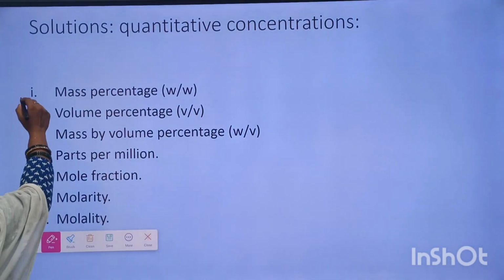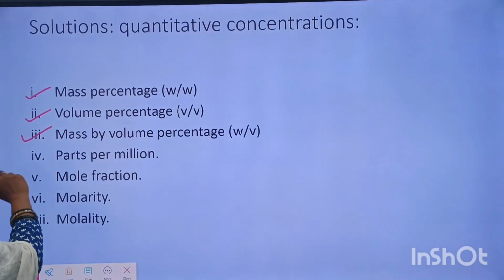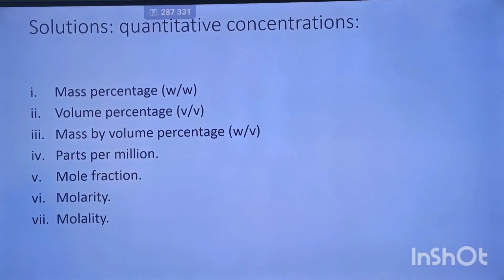One is mass percentage, second is volume percentage, third is mass by volume percentage, then parts per million, mole fraction, molarity and molality. We'll go through all these factors one by one. Moving further.